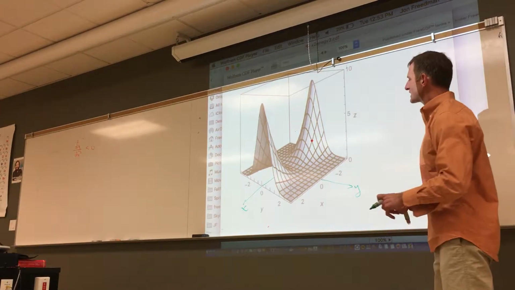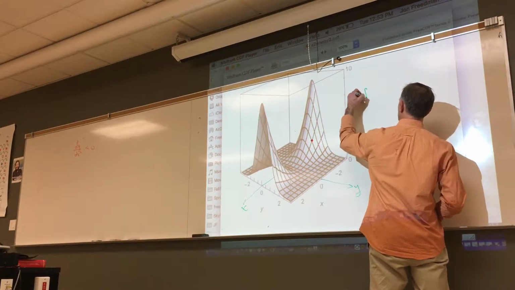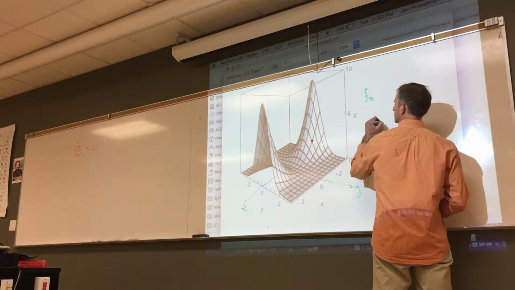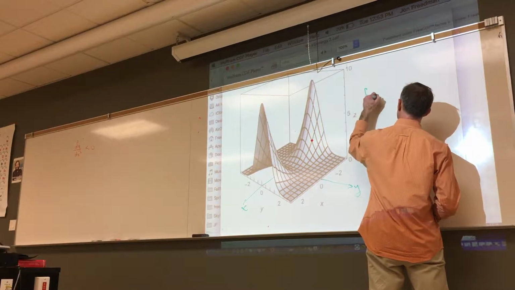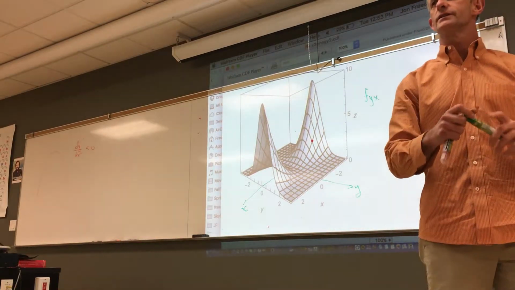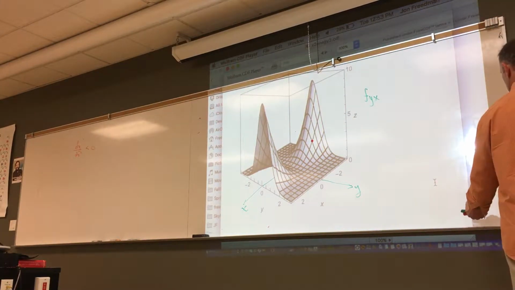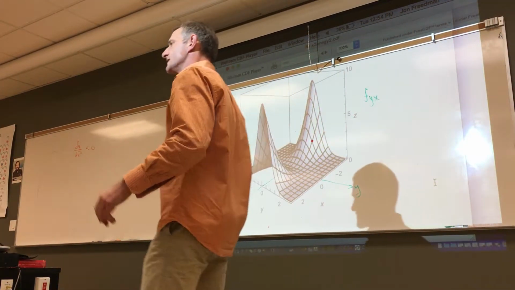So here's my question to you. Could you give me the sign of Fyx at this point? The question is, you picture a snowboard tilted parallel to the YZ plane. You picture its tilt in the YZ plane. The question is, as you move that forward in the X direction, how's the tilt going to change?